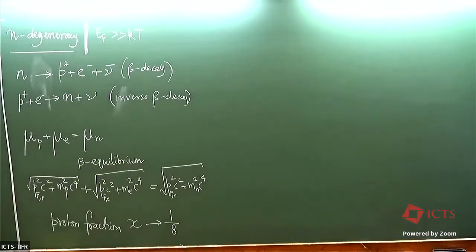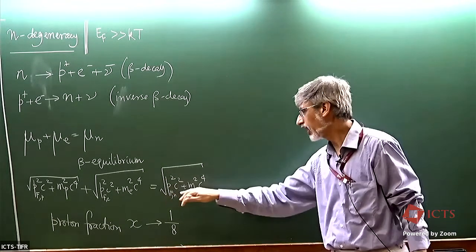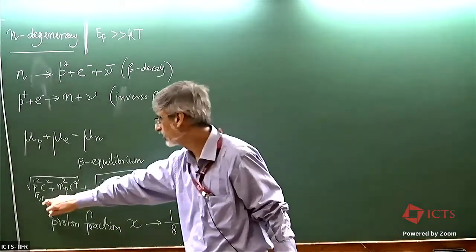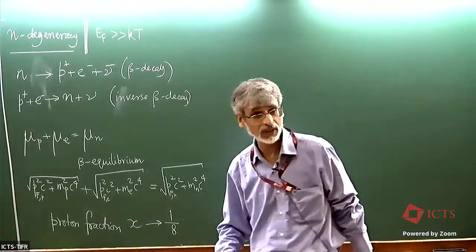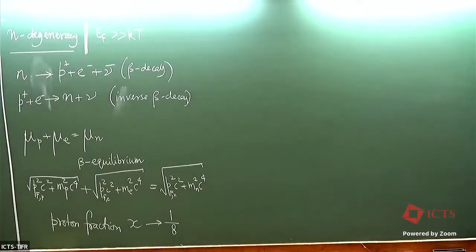And if you have time in the tutorials, maybe you can try to solve this. You can actually do this as a homework. You can discuss this in the tutorial. Just write all these Fermi momenta in terms of density, and then take the density ratio of protons to total. You should be able to get 1/8.